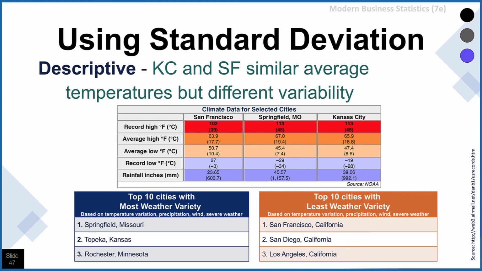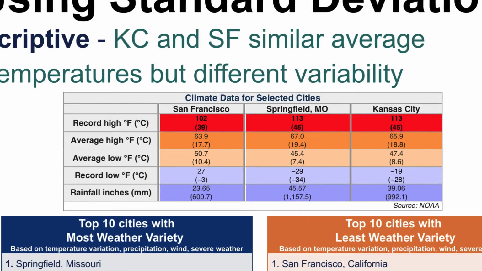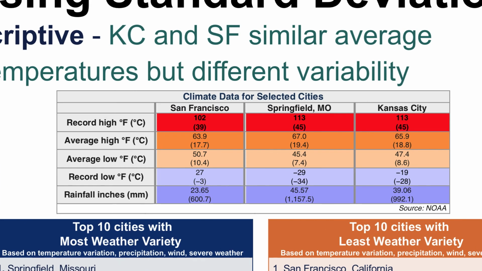What's a way that we might interpret the standard deviation in the real world? Well, given that we're out of school today because of the weather, let me use a weather-related interpretation. Kansas City and San Francisco each have similar average temperatures. The average high in San Francisco is 63.9. In Kansas City, it's 65.9. I've also added Springfield, Missouri as another form of comparison. The average low in San Francisco is 50.7. The average low in Kansas City, 47.4.